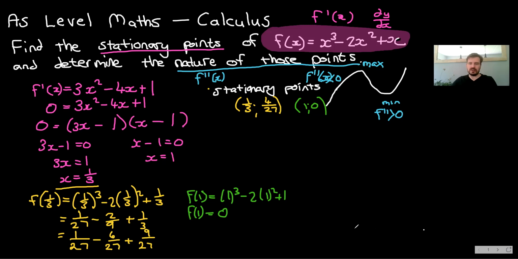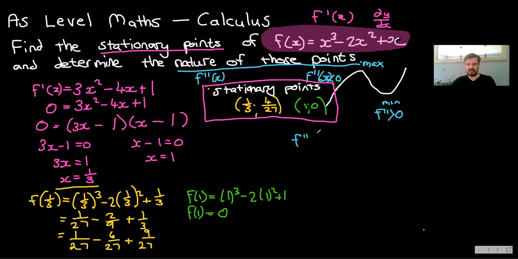Okay, now we want to find out the nature of these stationary points. So we find the second derivative. Okay, so we're doing that in pink with the stationary points. So let's just put those in pink. And we highlighted this in blue. So we're going to do the nature of those points in light blue, just to separate it.